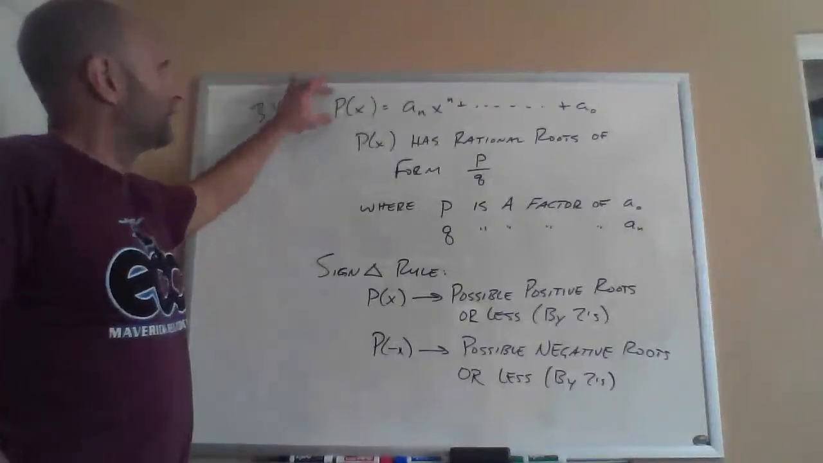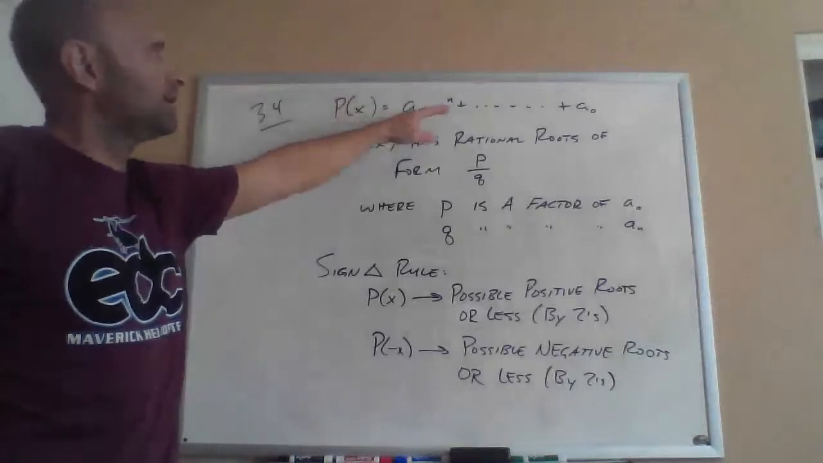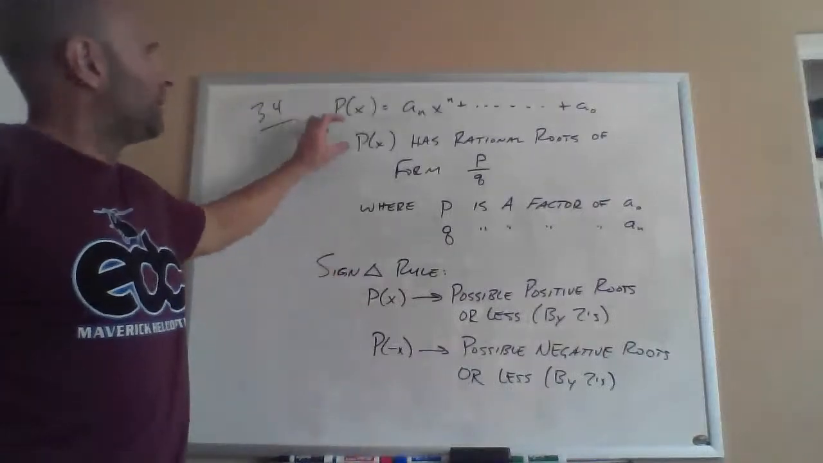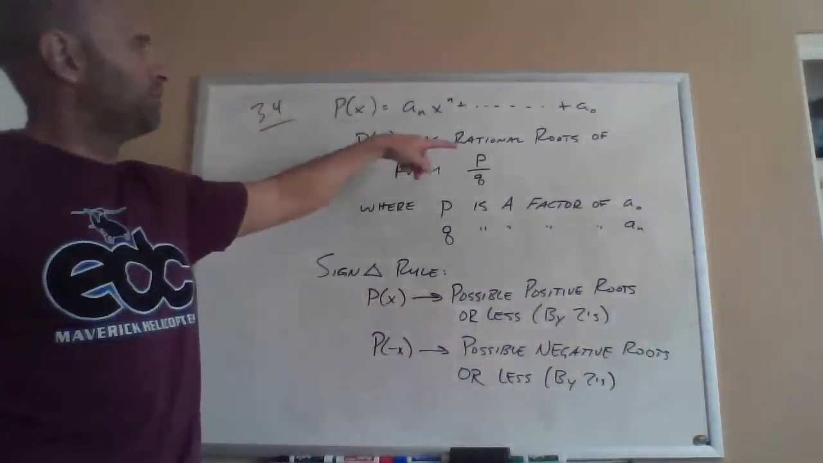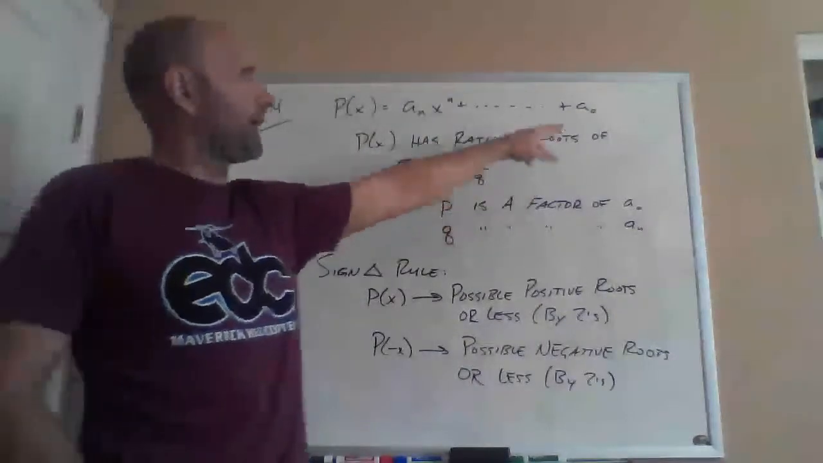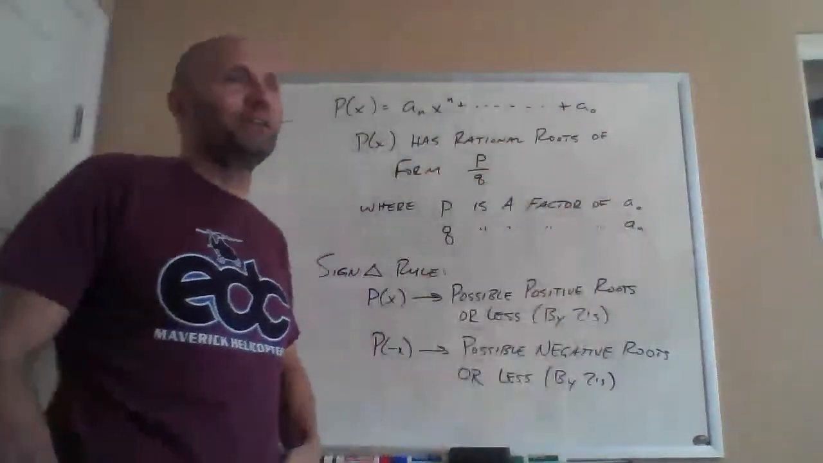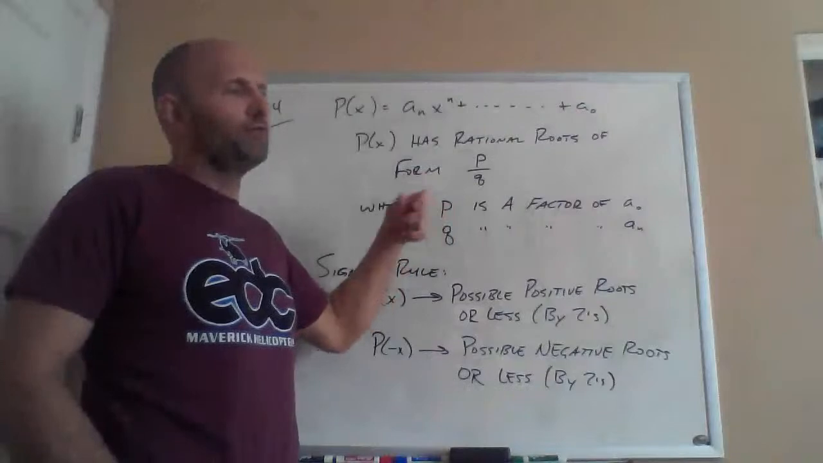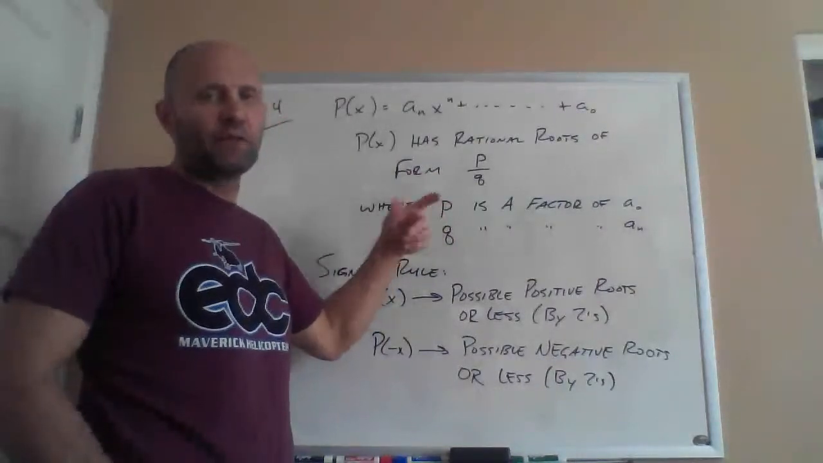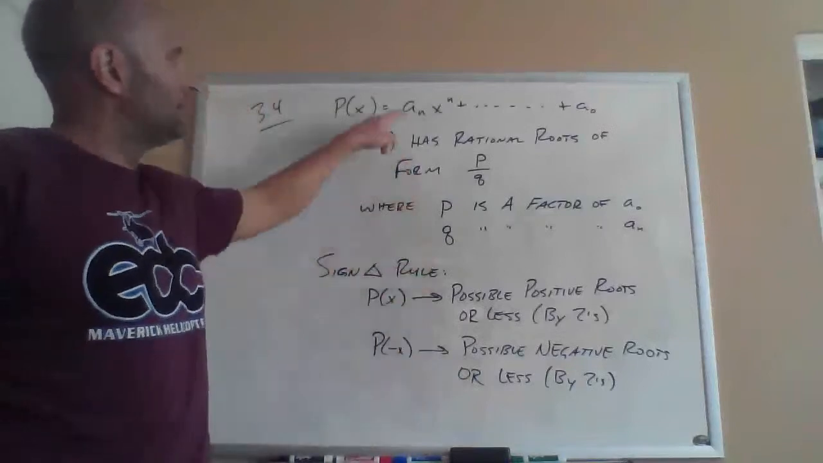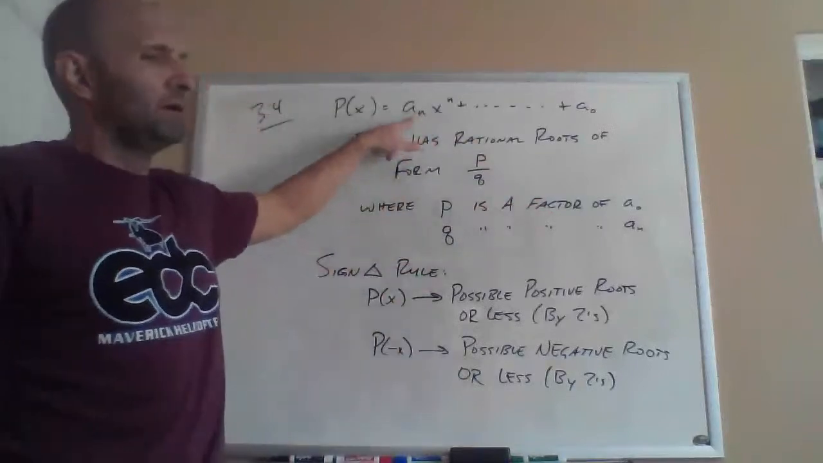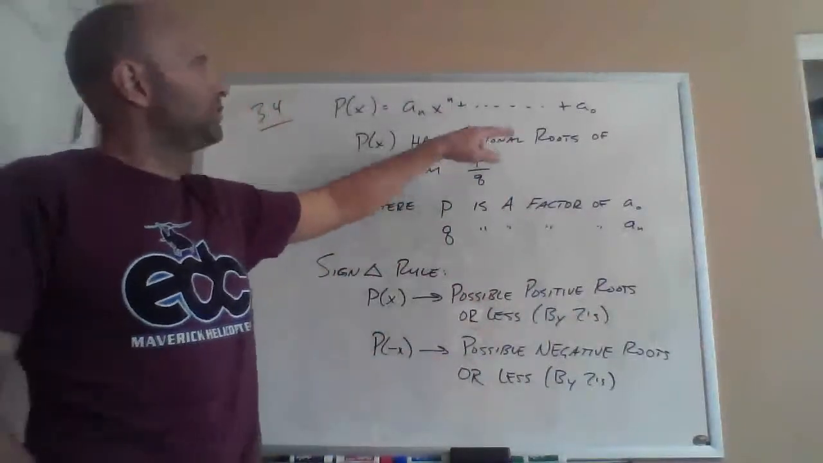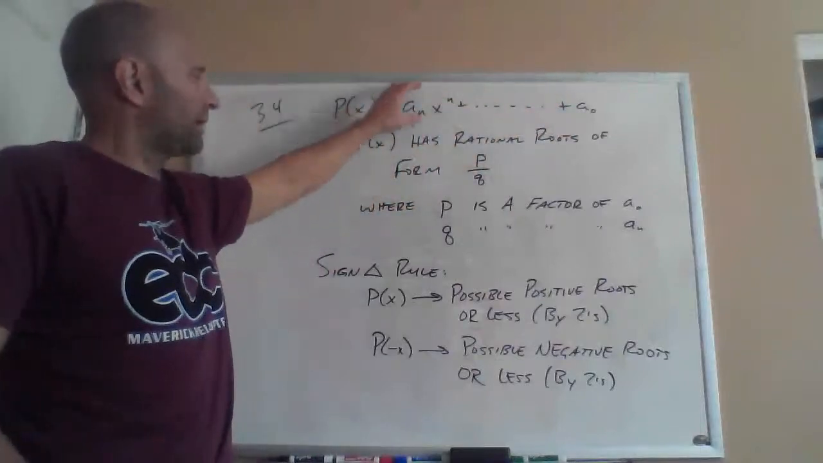The way that we do that is if we're given a polynomial, and it's an x to the n plus a bunch of stuff and then some constant a sub 0 at the end, the polynomial has rational roots of the form p over q, where p is a factor of a0. So if the constant at the end is 6, then we're going to use plus or minus 1, plus or minus 2, plus or minus 3, plus or minus 6 as the values for p. And then q is the factors of a sub n. So if this is just a leading coefficient of 1, it's going to be only plus or minus 1. So the combination would be all the factors of a0 over all the factors of a sub n.